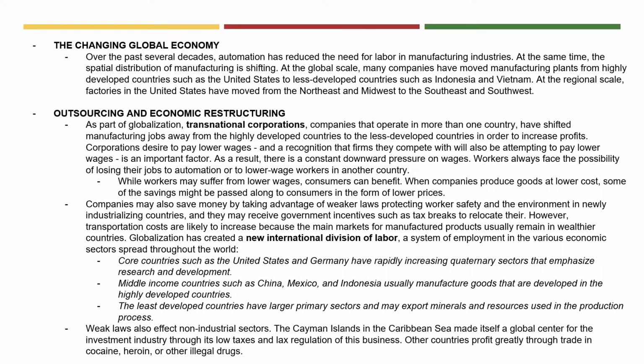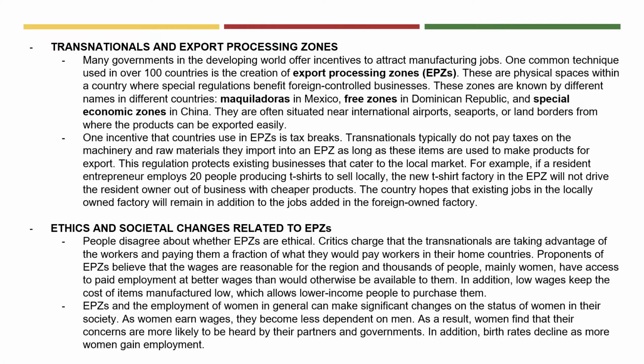Weak laws also affect non-industrial sectors. The Cayman Islands in the Caribbean made itself a global center for investment industry through its low taxes and lax regulation of business. Other countries profit greatly through trade in illegal things like cocaine, heroin, and other drugs, like Colombia. Many governments in the developing world offer incentives to attract manufacturing jobs.